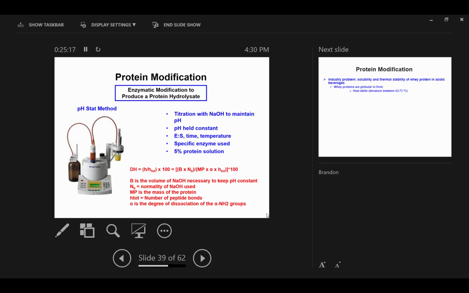So you will perform the hydrolysis at a specific pH. You will be given a certain ratio of enzyme to substrate, and then a set time and a set temperature. And I'm not sure what enzyme you're going to use. Trypsin. Okay. And then usually we do that at 5% protein solution. So that's what you're going to see or do. Prepare a hydrolysis. Can I add to that?